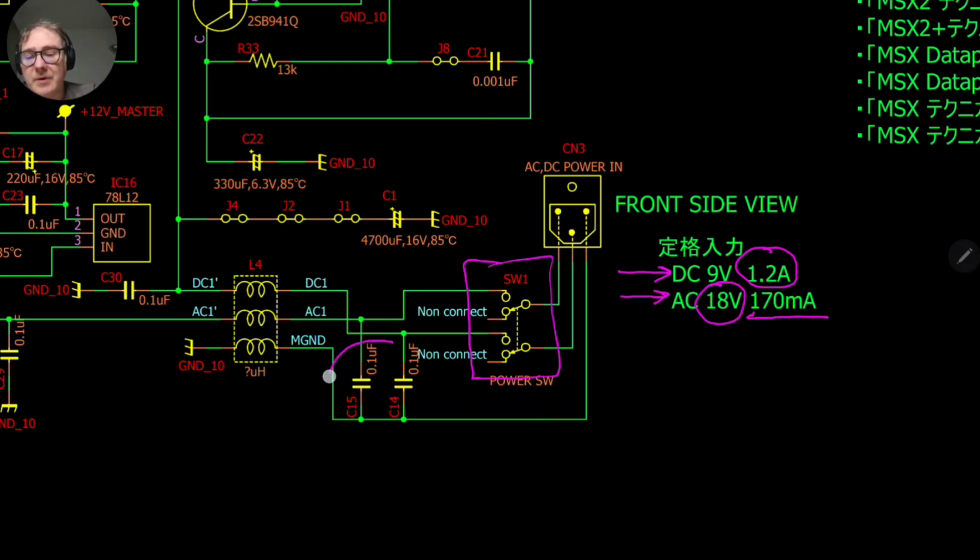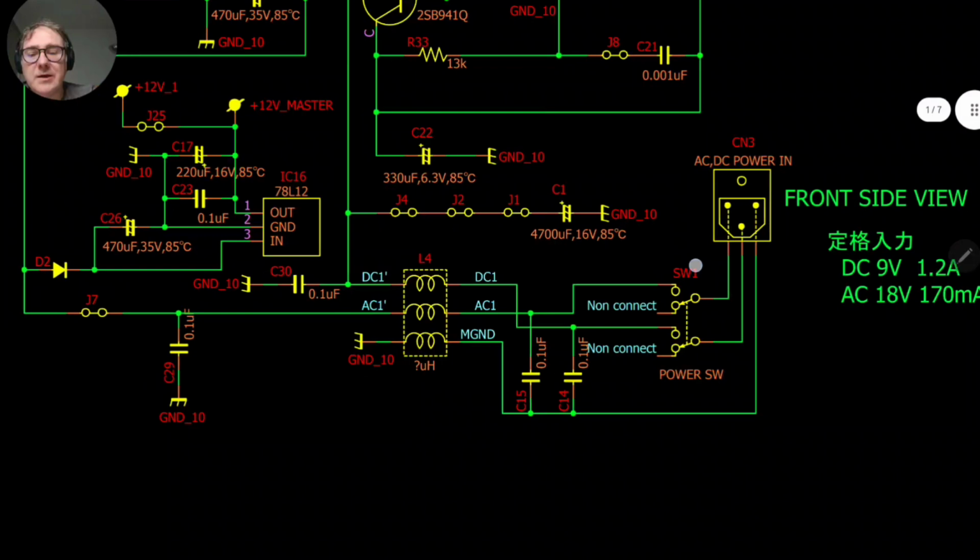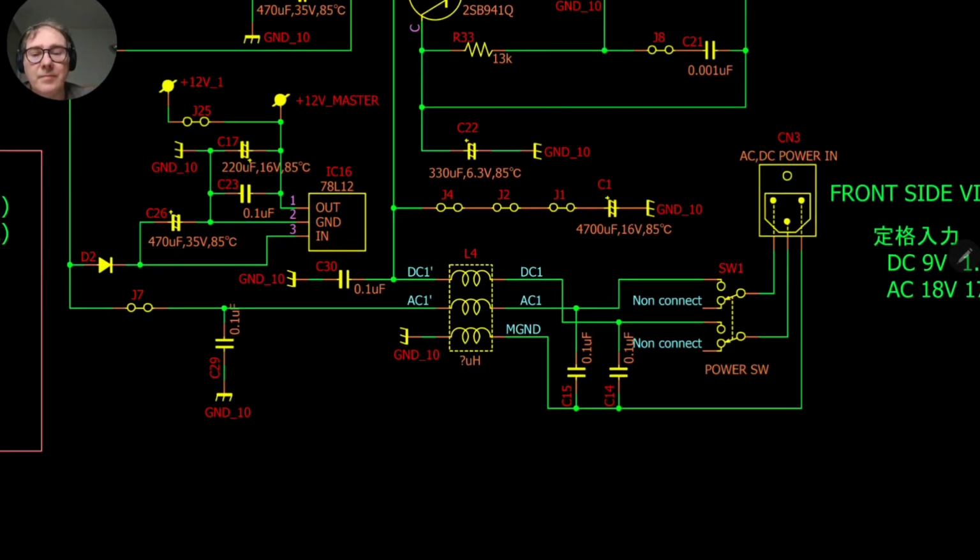Then you have some filtering capacitors here, and the next thing that we find is this coil here, which is L4. Later in the video I will show you how L4 looks, but it's a pretty nice piece. The first question here would be why we have a coil in here. Well, let's explain how a coil works.